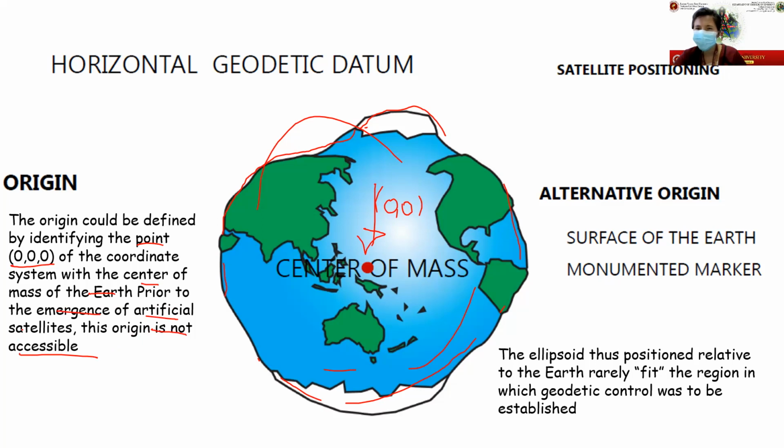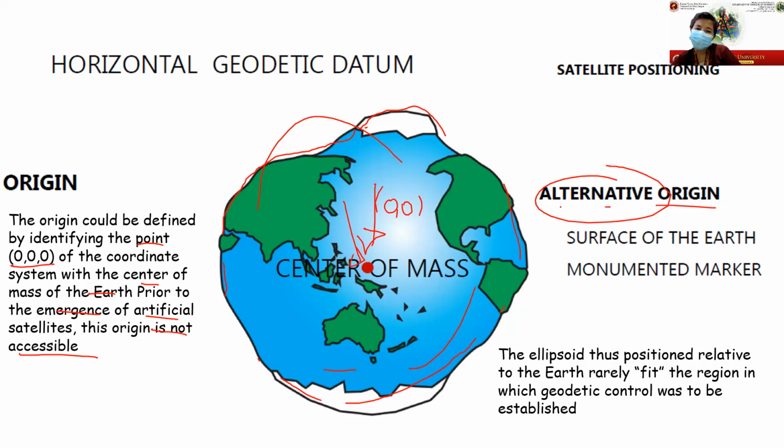A long time ago, we did not have the satellite system to picture out what is really the shape of the Earth. So they assumed that the center of the Earth is found here. So this is the 0, 0, 0, which is 0 longitude, 0 latitude, and 0 elevation. Since it's not accessible and it's impossible to establish a point or to observe at the center of the earth, there is now what is called the alternative origin.